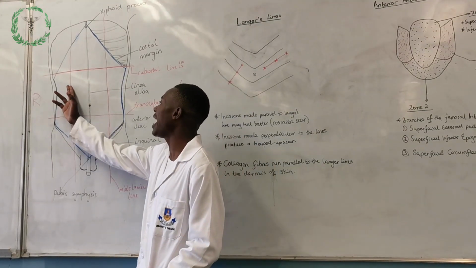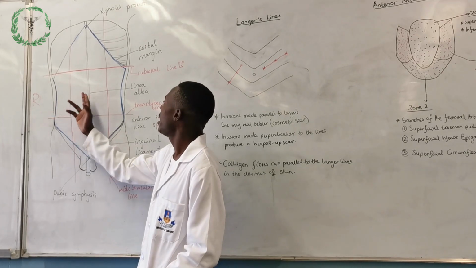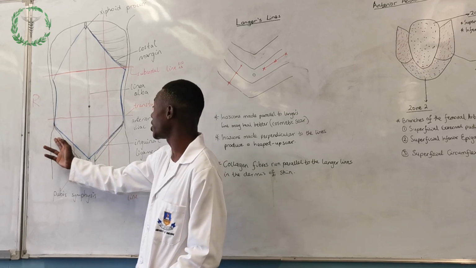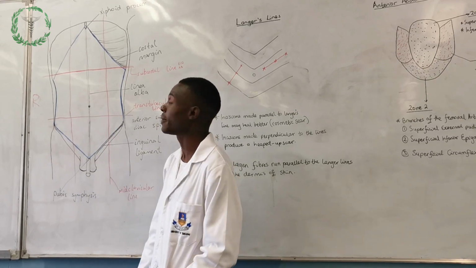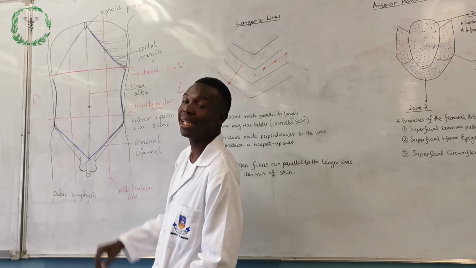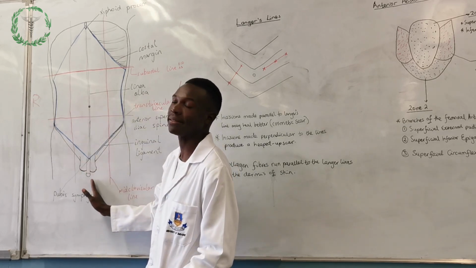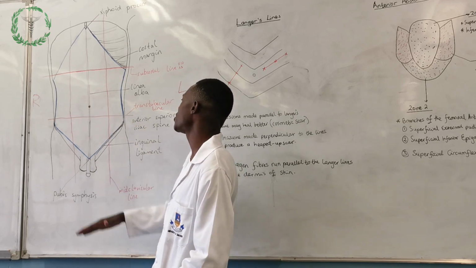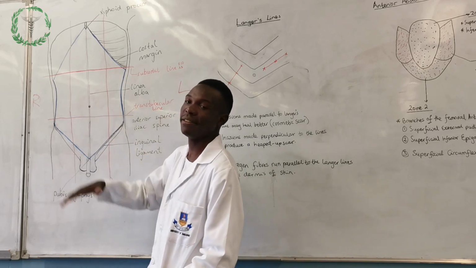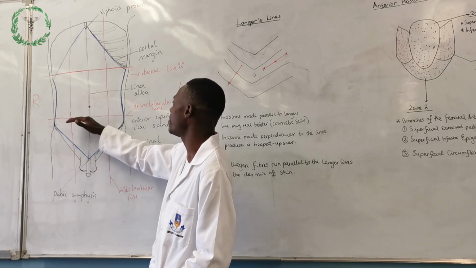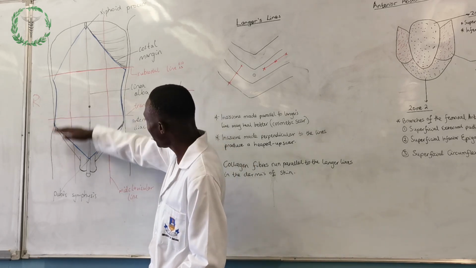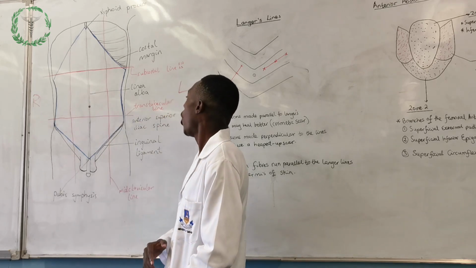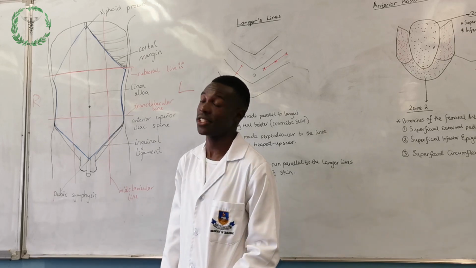So we have the right upper quadrant here, the left upper quadrant here, the right lower quadrant here, and the left lower quadrant here. This is the transumbilical plane and the median plane. The transumbilical plane is a very important plane because it helps us divide the abdomen further, where we have the supraumbilical region and the infraumbilical region.